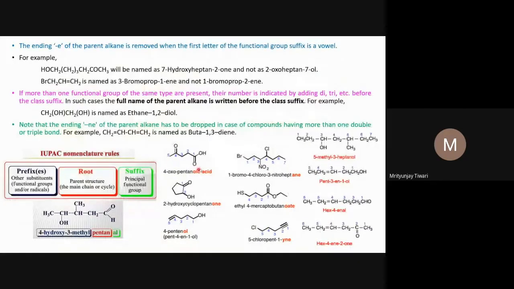Now let's see the writing of the IUPAC name. This is a carboxylic acid group, C double bond O, OH. A carboxylic acid, and here it is a ketone, CO, with another alkyl group. So the two functional groups are there. One is carboxylic acid, another is ketone.